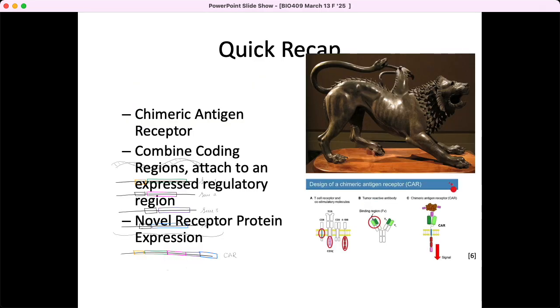Oh, that's funky. All right, looks like things are on top of each other.